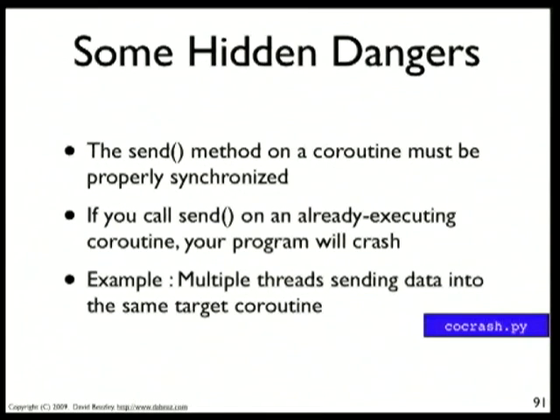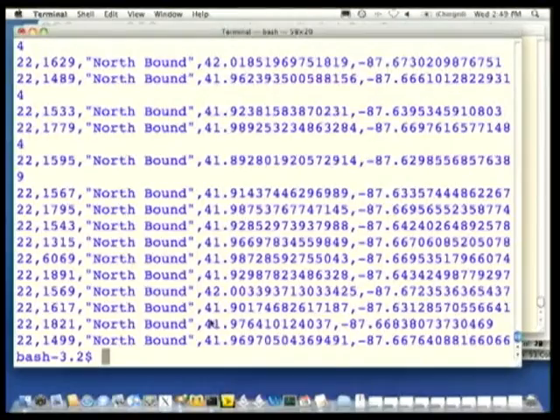A couple of other things to be aware of, and then we're going to take a break in a minute. One thing with coroutines is that the send method is not thread safe. This is a little bit subtle, but if you start mixing threads and coroutines together, you can actually crash your program if two different threads call send on a coroutine at the same time. So that's one thing to be cautious of. There is a program called cocrash that illustrates that.